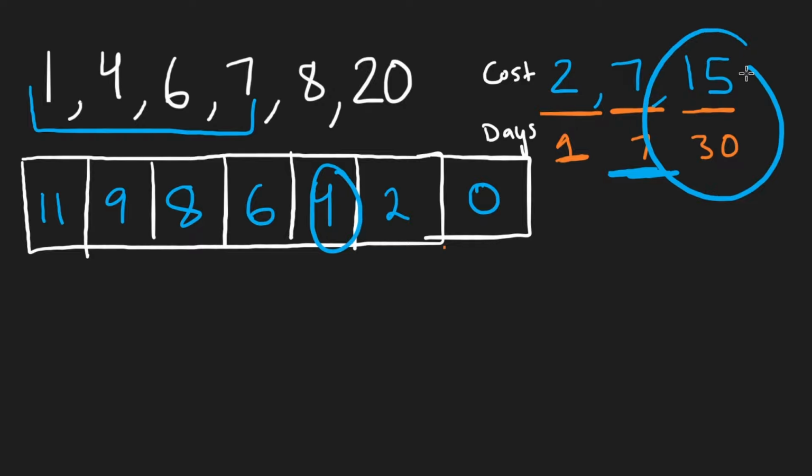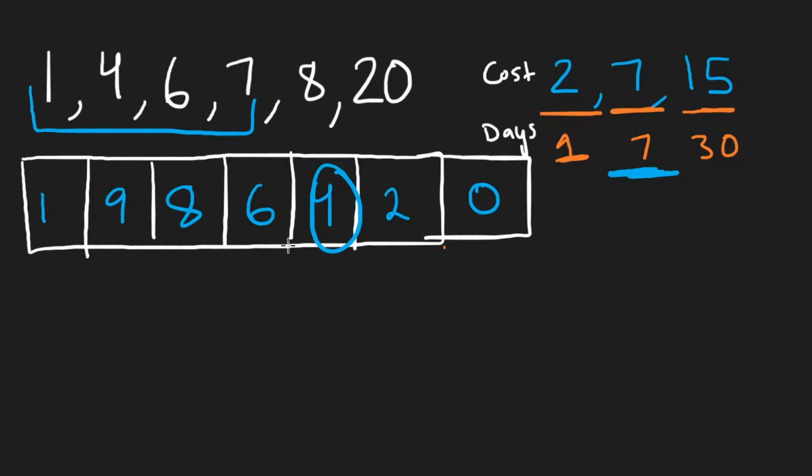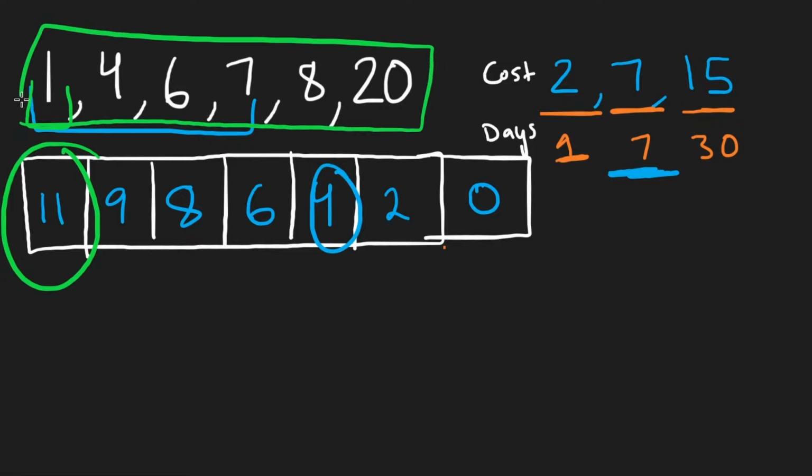The 30-day pass wouldn't have worked. That's why I didn't really show it, but our algorithm would have tried that regardless. And then once we're done with all of this, we are going to return the value at the beginning of our array, because that tells us that starting from here and going through everything else, what's the minimum cost?